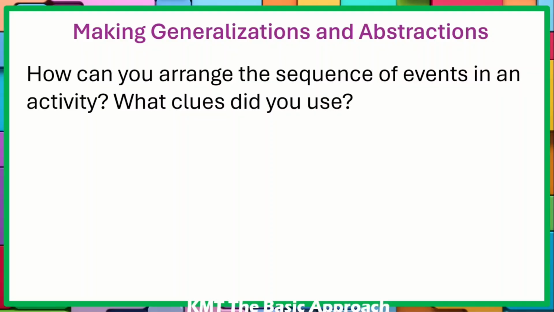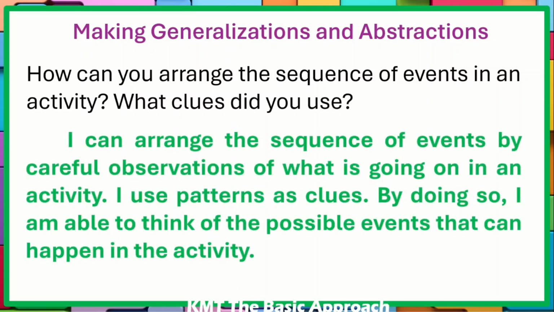How can you arrange the sequence of events in an activity? What clues did you use? Very good! I can arrange the sequence of events by careful observations of what is going on in an activity. I use patterns as clues. By doing so, I am able to think of the possible events that can happen in the activity.